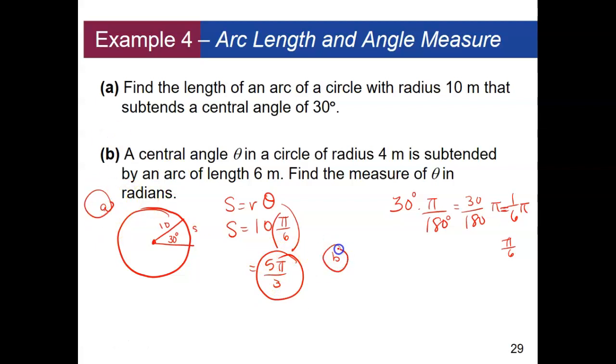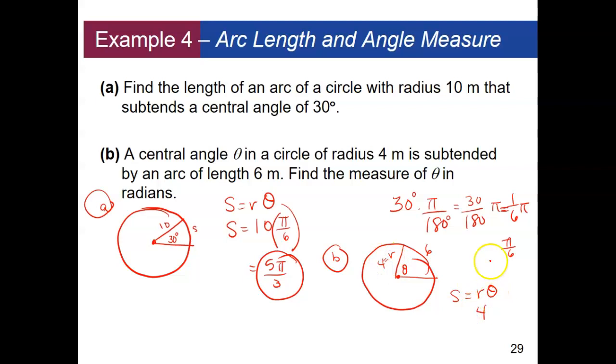Okay, part B: a central angle theta in a circle of radius 4 is subtended by an arc of length 6 meters. So we have an arc that is 6, and this is our theta. We have a radius of 4. I don't like to learn new formulas, so I'm just going to go back to S equals r theta. This time my radius is 4.